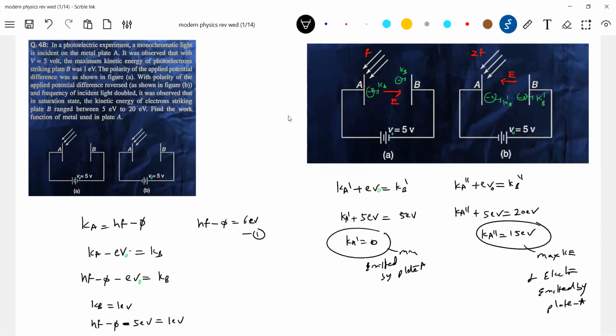What is this? Ka dash, can we write it as Ka double dash, which should be equal to 2hf, no? Twice the frequency: h into 2f minus work function.